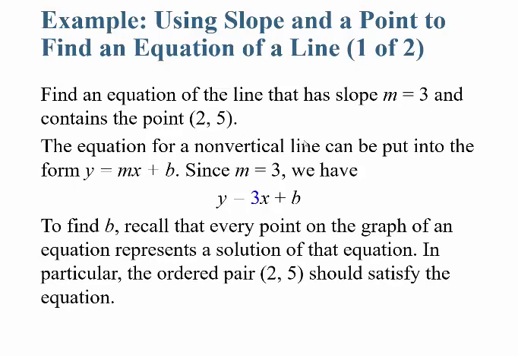To find b, recall that every point on the graph of an equation represents a solution to the equation. In particular, this ordered pair 2 comma 5 means that when x is equal to 2, y would be equal to 5. So this should satisfy this equation. There are three variables, y, x, and b. But when x is 2, y is equal to 5, so if I plug in 5 here and 2 here, all I'm left with is b.